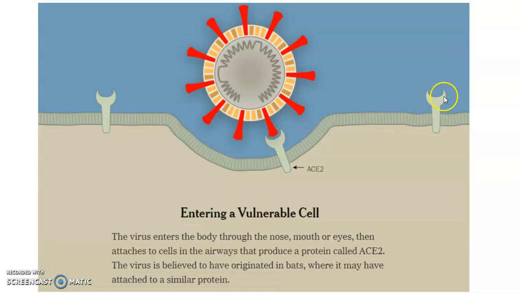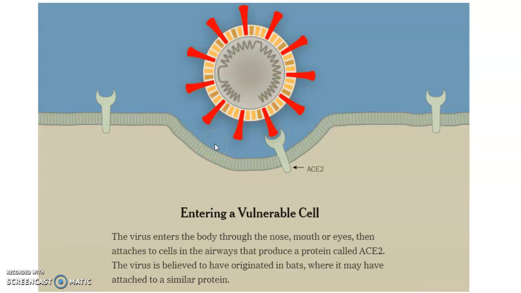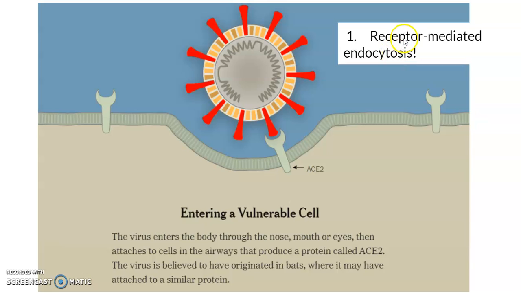And remember, our cell membranes also have proteins embedded in them. One of the proteins in our respiratory tract is called ACE2. And it just so happens that the proteins in the viral membrane are able to bind with this protein in our respiratory tract. If these two proteins didn't match up, then this coronavirus could not infect our cells. But it just so happens that these proteins line up, and so it's able to bring the coronavirus into the cells. That process is receptor-mediated endocytosis.